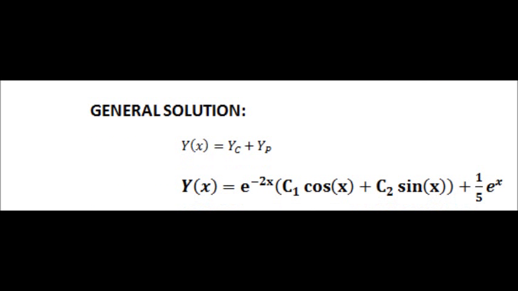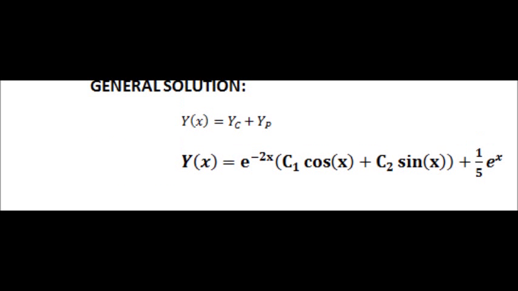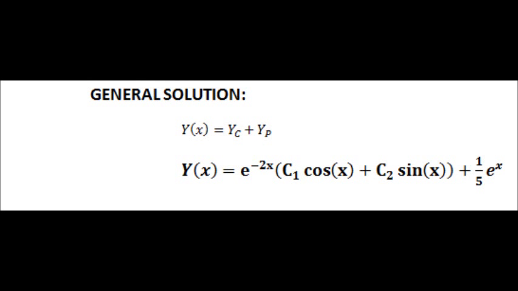We now have the solution for our yc, and we have now the solution for yp. So we could have our general solution, and our general solution would look like this. y of x equals yc plus yp. Substitute, so e to the negative 2x, open parenthesis, c1 cosine of x plus c2 sine of x, close parenthesis, plus 1/5 e to the x. This is now the general solution of the given equation.